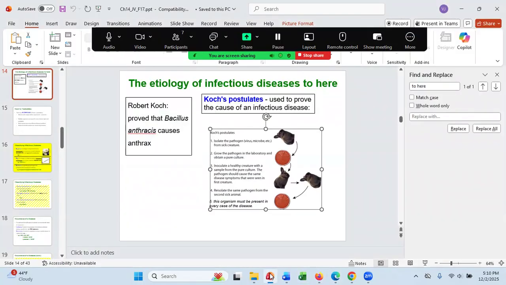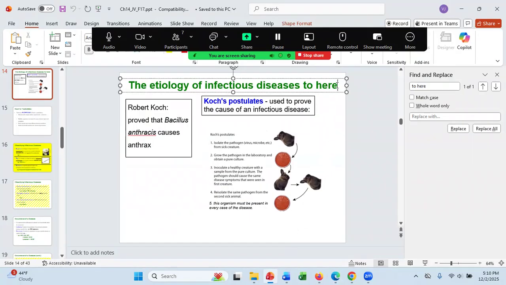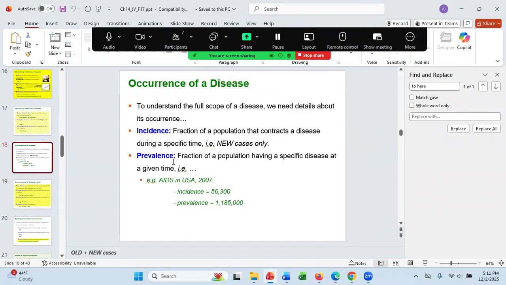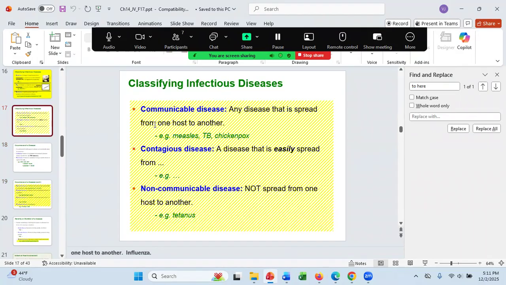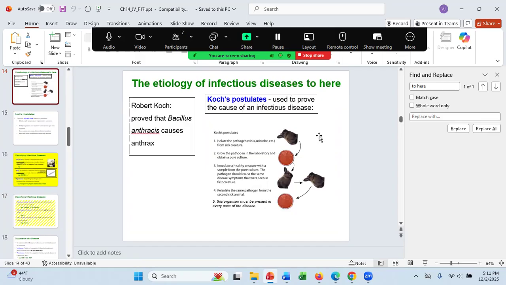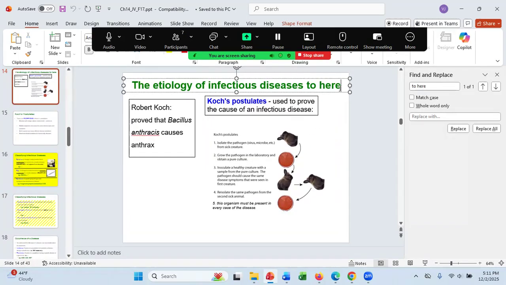We were on chapter 14. I've got that we were here, but the computer is telling me that I was here. So which slide did I end up? Have I talked about incidence and prevalence? Have I talked about communicable diseases, contagious diseases? No. All right, so I am on chapter 14, where I did talk about Koch's postulates, correct? Yes. All right.